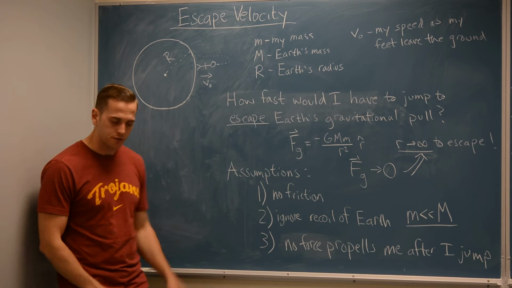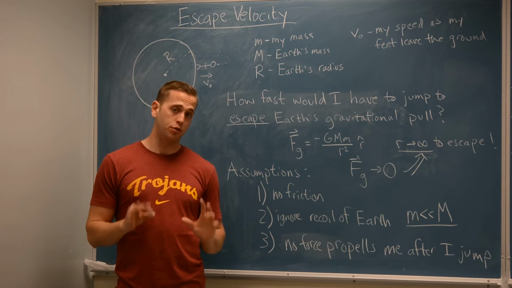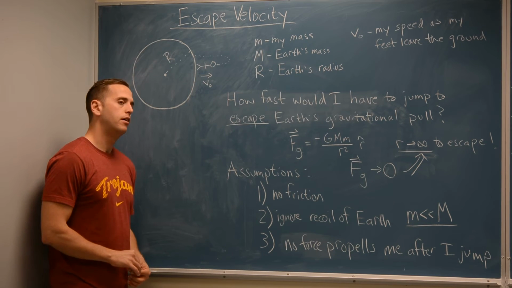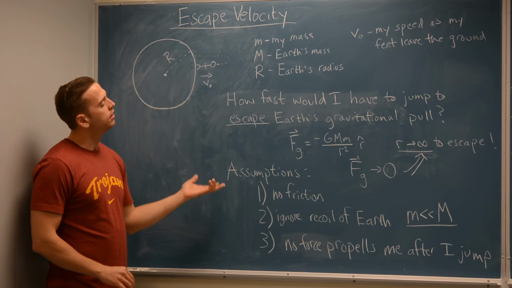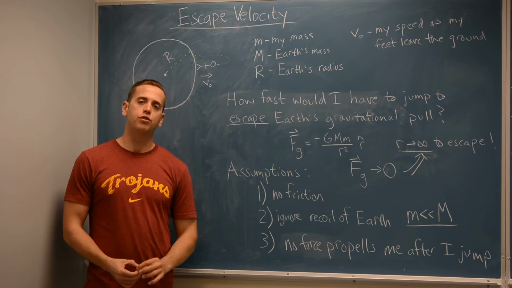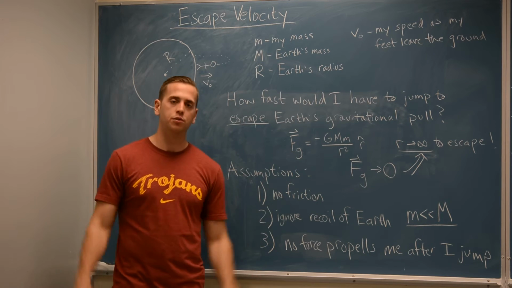Okay? So the question is, how fast would I have to jump into the air in order to eventually escape Earth's gravitational pull? Okay, so let's think about what that means for a second. If I want to escape Earth's gravitational pull, I need the force of gravity acting on me to go to zero. That way, Earth has no influence over me.